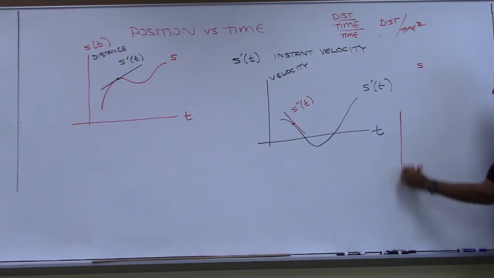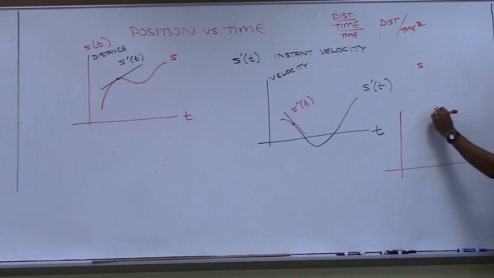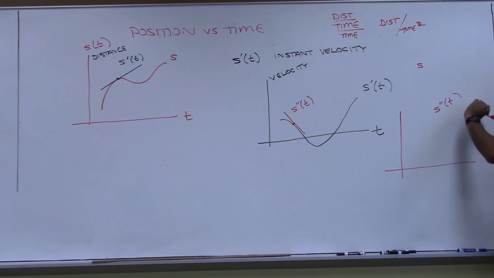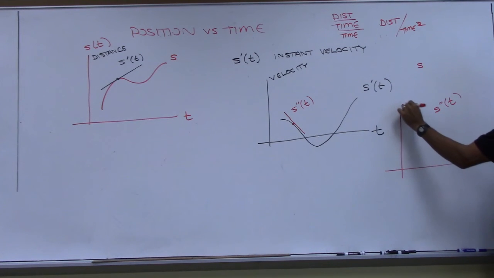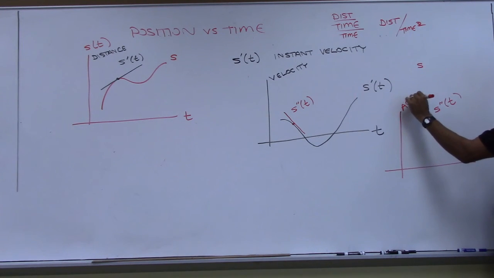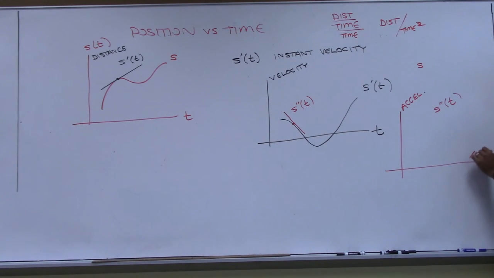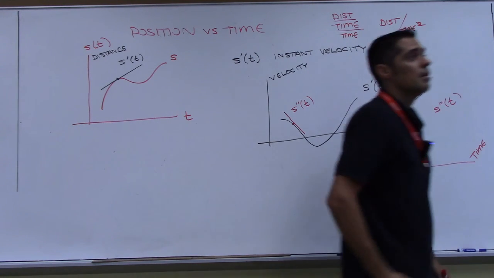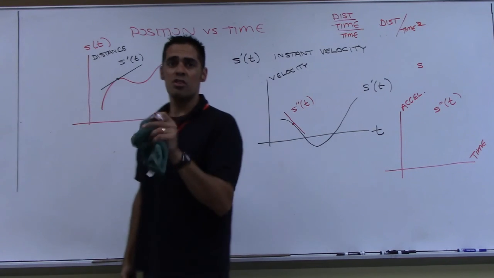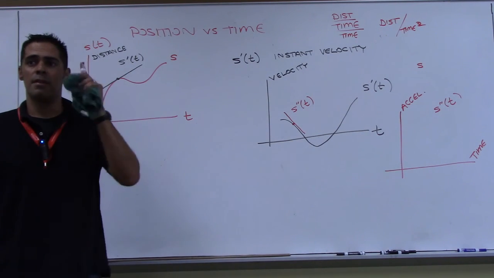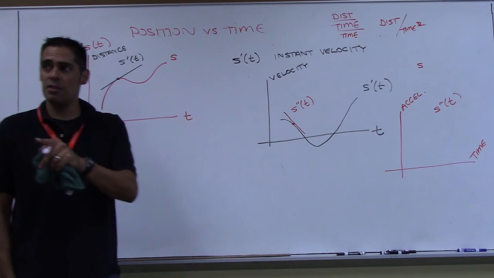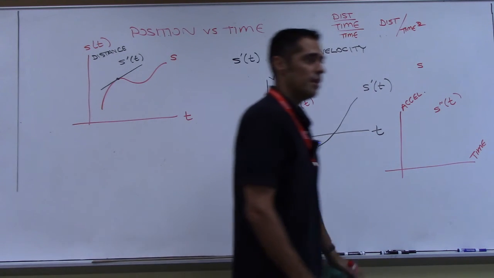So if I graph S double prime, I know I'm out of time. That's my acceleration versus time. And that's all that this note says. If you know the position of an object at every point in time, the first derivative is the velocity function, the second derivative is the acceleration function.